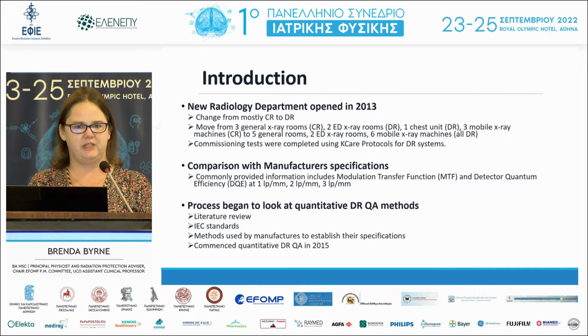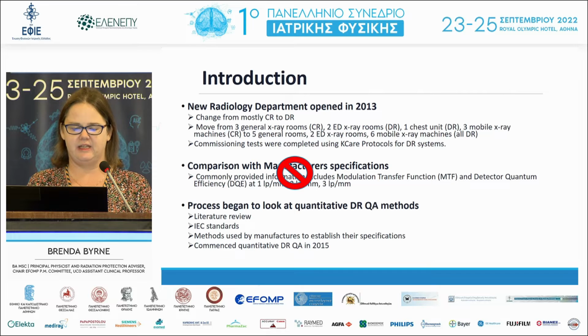So in our commissioning process, we wanted to compare our results with the manufacturer specifications. The manufacturer specifications for the DR detectors included things like measurements of MTF and DQE. But when we looked at our commissioning results and compared them with the manufacturer specifications, we weren't measuring MTF or DQE. We were measuring spatial resolution, line pairs, contrast, but we weren't getting into what we call in Ireland the nitty-gritty of the digital detector.